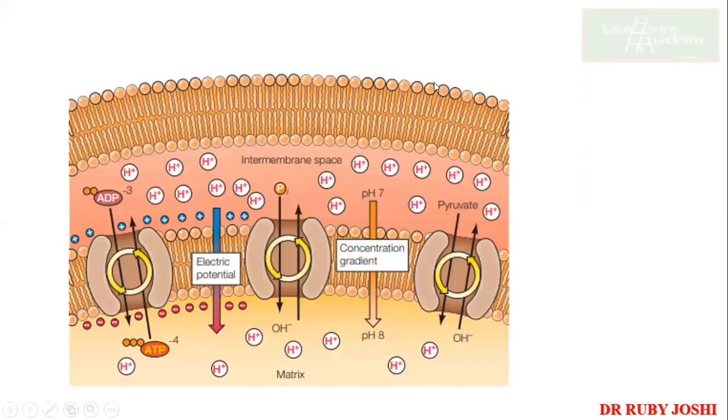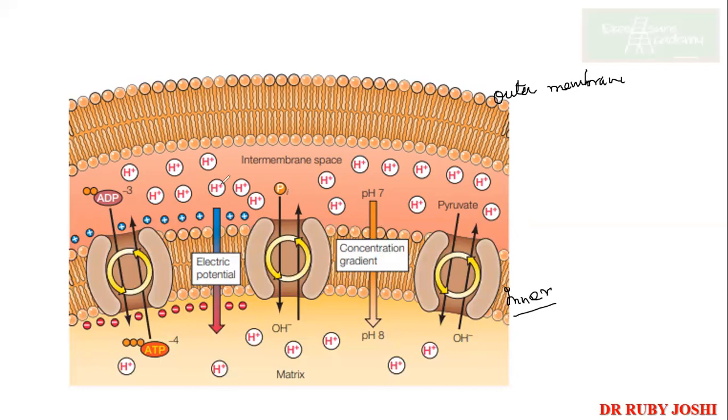Now look at the diagram over here. What do we see here? This is your intermembrane space. This is your outer membrane. Now here is the inner membrane. On the inner membrane, what do we see? Many small molecule transport proteins are present. Okay, now let's go with the first one.